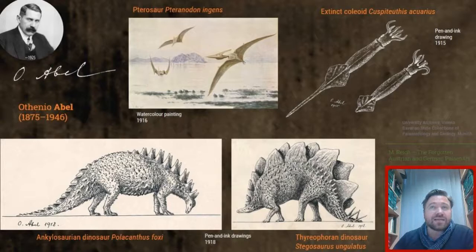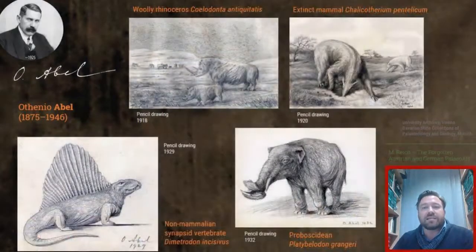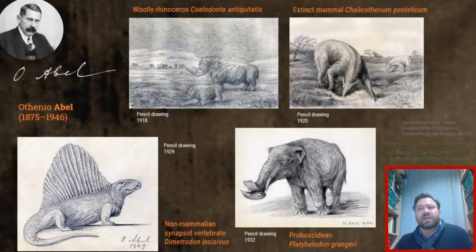He also had a talent for painting, and he started, as you can see here with some examples, with pen and ink drawings as well as watercolor paintings. Later, he preferred to use simple pencils, and Abel was a very prolific, productive university teacher and researcher, and later he became chair of paleobiology in Vienna and also later at Göttingen University in Germany.